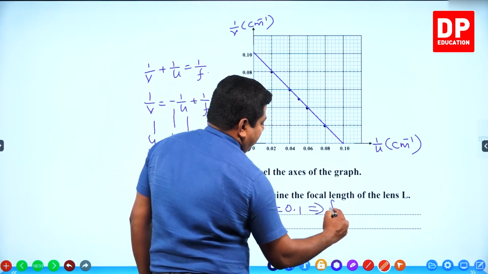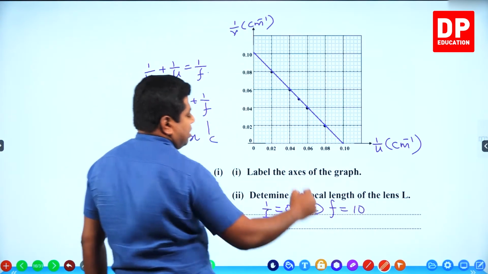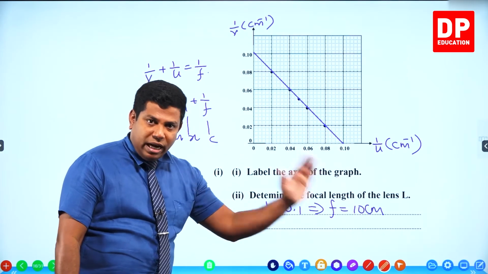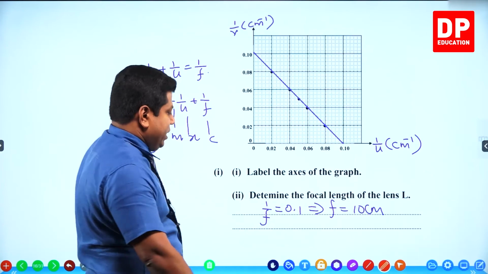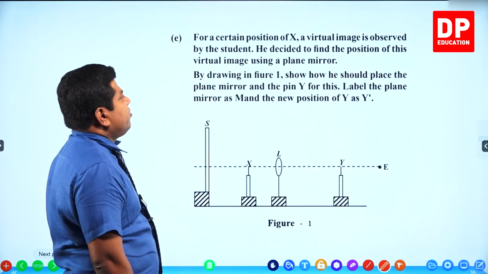From this you get F equals 10 by 0.1, which is 10. Careful, this is in centimeters: 10 centimeters. All the measurements were in centimeters. When you find the focal length also, you have to give it in the right unit, centimeters. For a certain position of X, a virtual image is observed by the student.